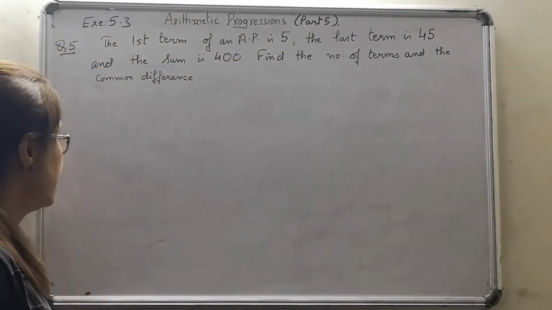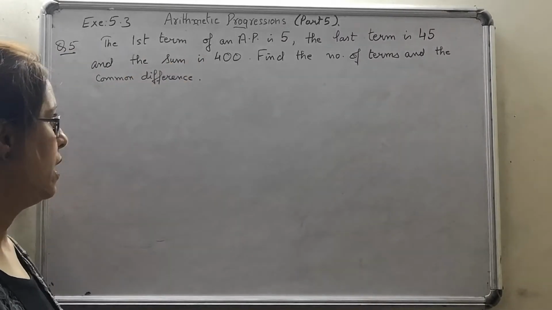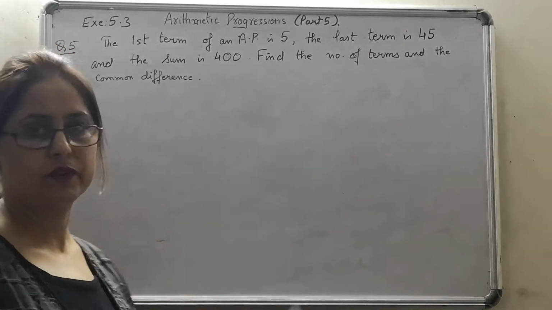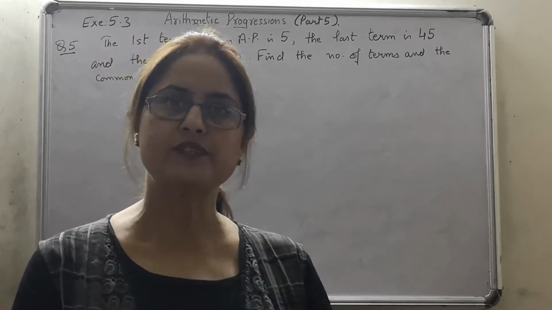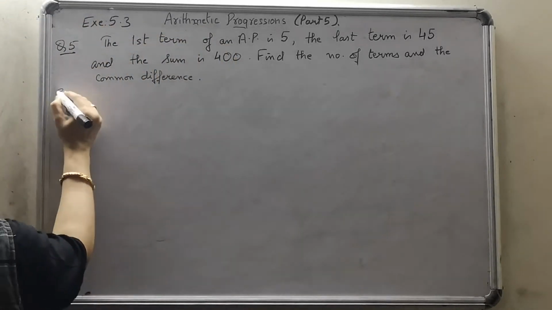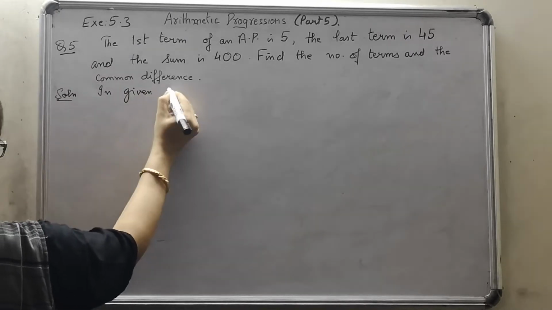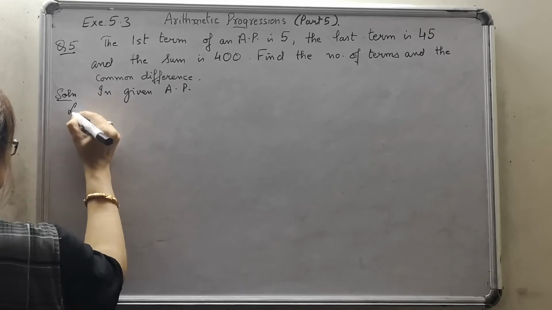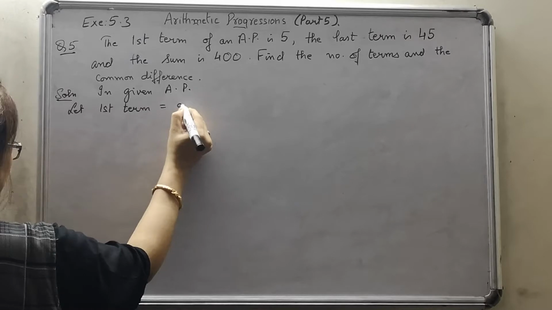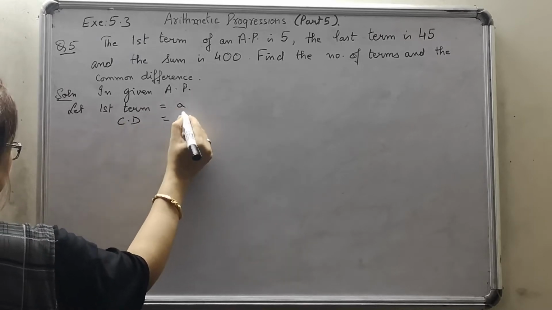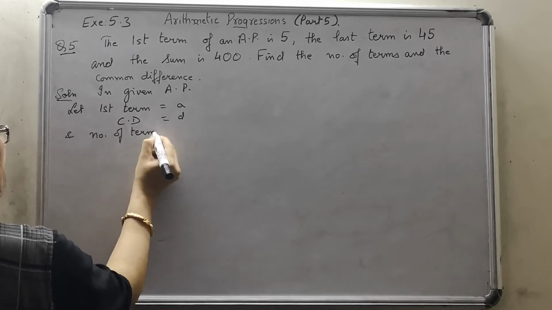The question says the first term of an AP is 5 and the last term is 45 and the sum is 400. Find the number of terms and the common difference. So since the AP is not given to us, we are going to suppose the abbreviations that we are going to use. So to begin with, in the given AP, let first term is equal to A, common difference is equal to D, and let number of terms is equal to N.